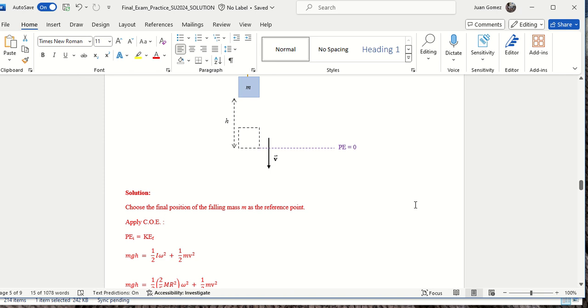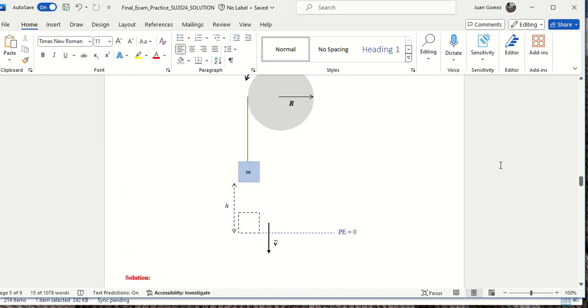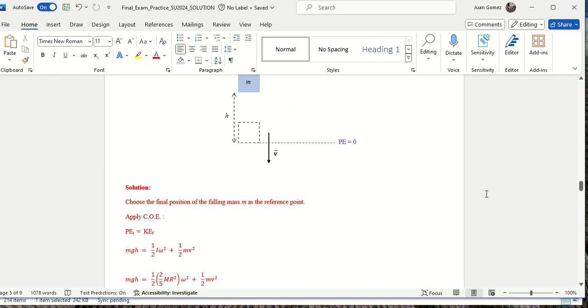Let me go back with it. Reference point only refers to gravitational potential energy. You should all know that by now. And we are choosing the point where we say the gravitational potential energy is 0 and choose it as such.